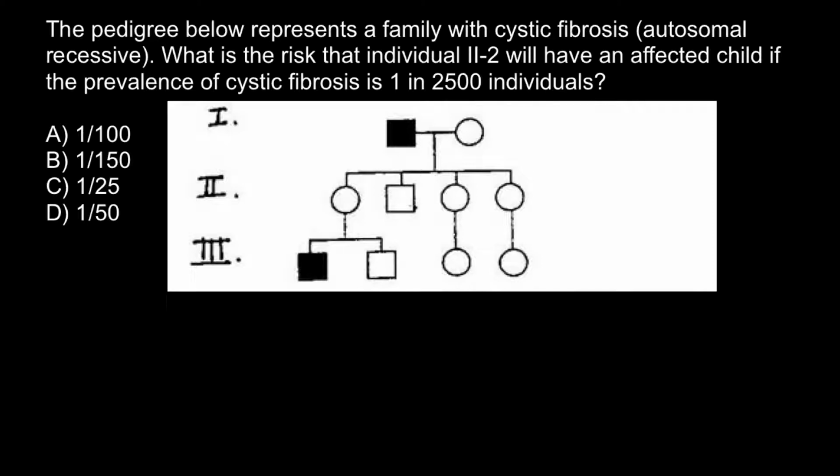Today's problem is: the pedigree below represents a family with cystic fibrosis, an autosomal recessive genetic disorder. What is the risk that individual 22 will have an affected child if the prevalence of cystic fibrosis is 1 in 2,500 individuals, meaning 1 out of 2,500 individuals is affected? Here are 4 answers to choose from.